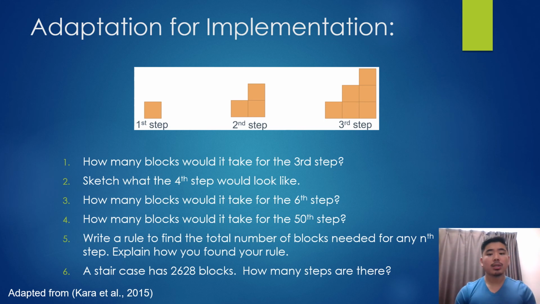So I asked my students how many blocks would it take for the 3rd step staircase, as mentioned in Carl 2015's original task. But then I asked my students to sketch what they think the 4th term would look like. And then how many blocks would it take the 6th step and the 50th step, similar to Carl 2015's original task. Then I asked my students to explicitly write a rule for the total number of blocks needed for any nth step and explain how they found that rule. Then I asked them to apply that problem by asking them to find a staircase that has 2,628 blocks and figure out how many steps that was.